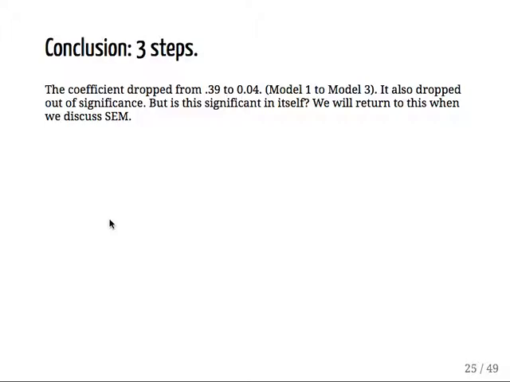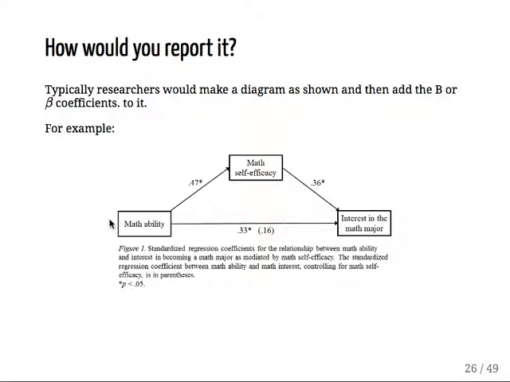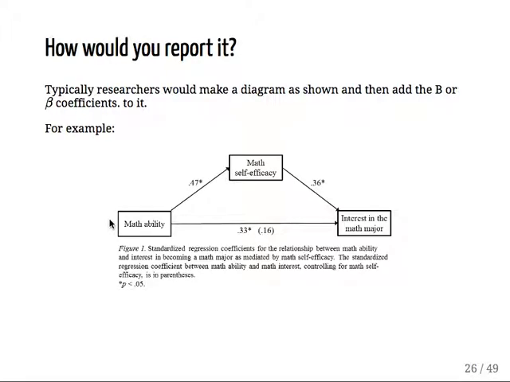So we will return to this also when we discuss SEM, because we can test in a formalized way what happens to model fit if we include or exclude that path. But for now, we're going to do this in a different way, and I'm going to talk to you about that a little bit later. For now, it's dropped out of significance, and it's only a tenth of its size. So intuitively, we'd say this is quite a big change after we've included our mediator. But I'll give you some examples of how to formally test it.